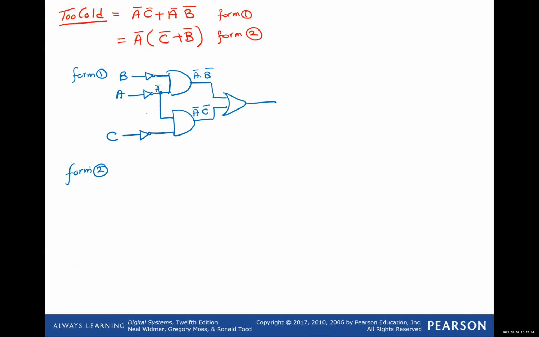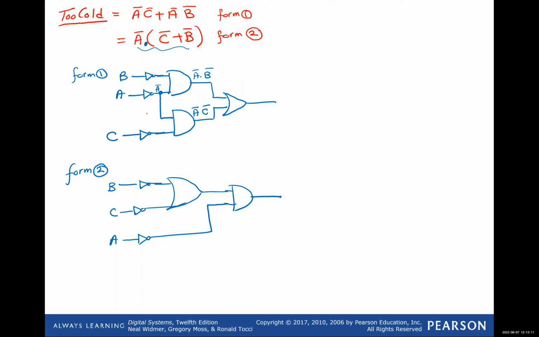Form number 2 is that I do it this way. So I'm going to have an OR gate. And we'll have here the B pass through an inverter first and then go to the OR gate. Okay. And then I have my A, which will be ANDed to the result later on. That's the AND. Okay, so both forms are okay. You can use whatever you feel more comfortable with.